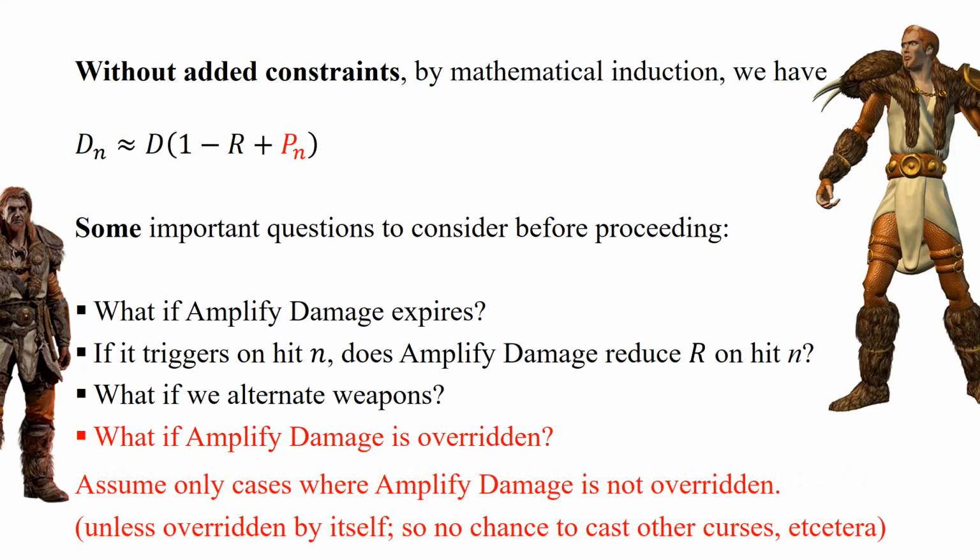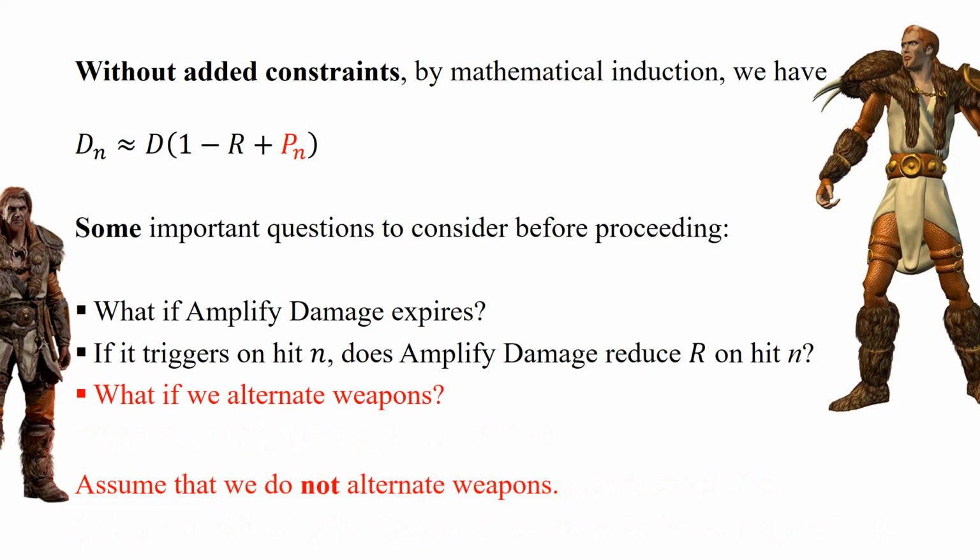So for the next question, what if Amplify Damage is overridden? We're going to assume only cases where it is not overridden. In other words, you're not playing in a party, so you have no other sources of curses that could override it. The only exception we'll make here, and this is important, is unless it's overridden by itself, we allow that. However, keep in mind, it must be from the same source, just for the sake of simplicity. So there's no chance to cast Decrepify, etc. That kind of eliminates that concern.